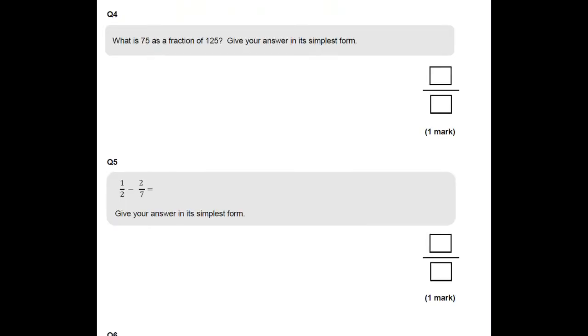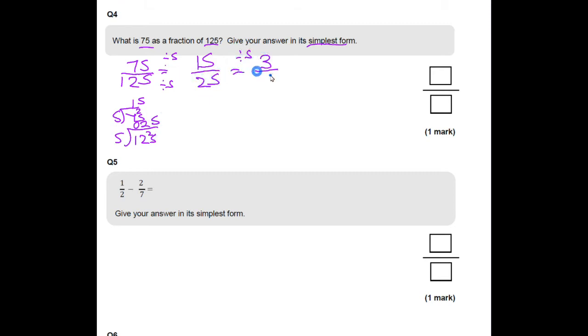Question 4. What is 75 as a fraction of 125? Give your answer in its simplest form. So looking at the two numbers, they both divide by 5. So 75 divided by 5 gives us 15. And 125 divided by 5 gives us 25 as a denominator. Again, we can divide by 5. So our answer in its simplest form is 3/5, and that's worth 1 mark.